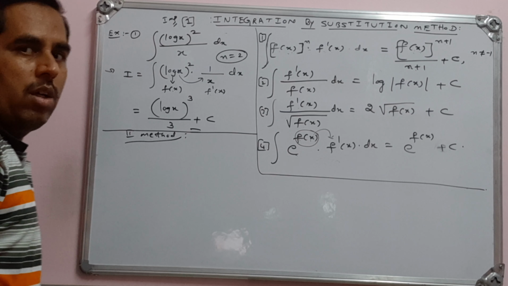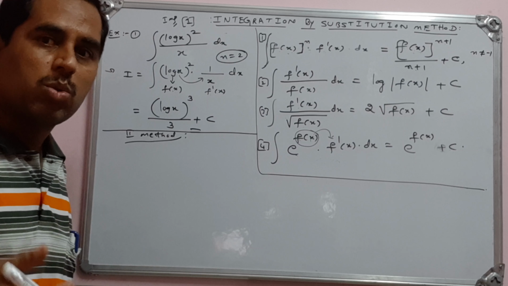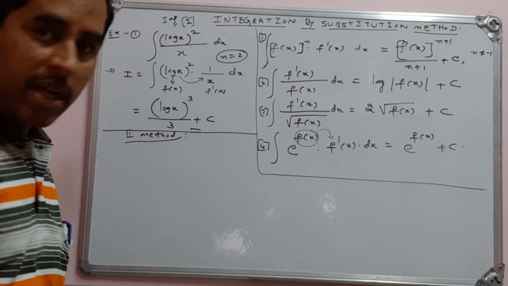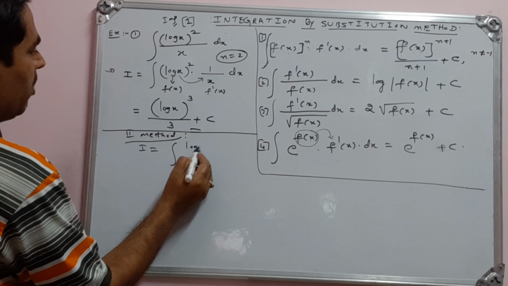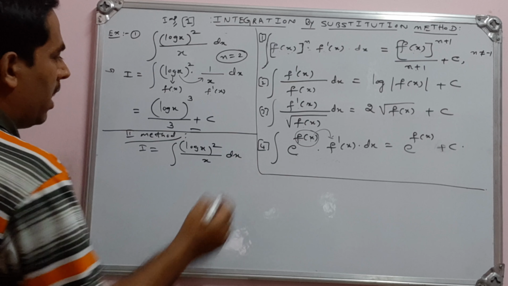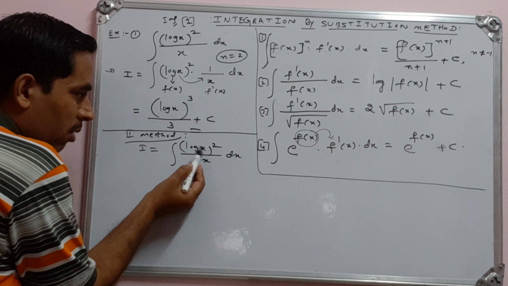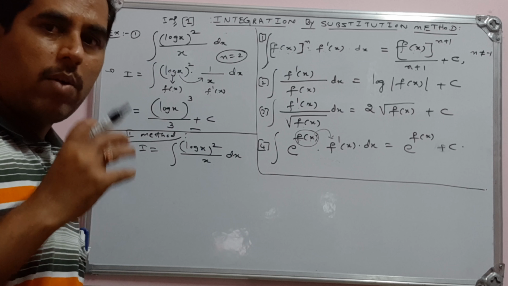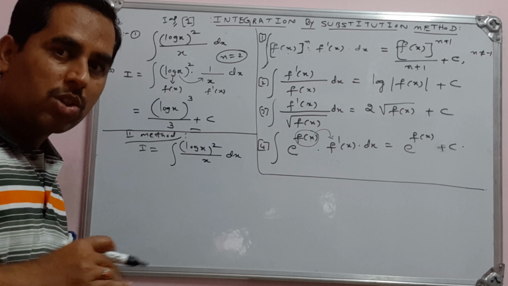See, second method. If we don't want to use all these forms, what is the other method? That is called substitution method. Substitution method means we cannot directly integrate that. See, what is the given function? Second method, let me show it. Log x whole square divided by x. See, substitution method. What do we do in this method? We will consider one function and substitute that function as t.